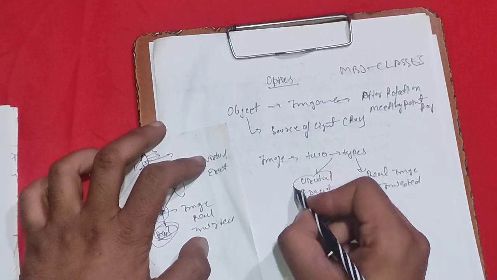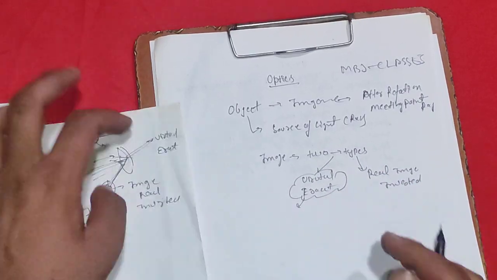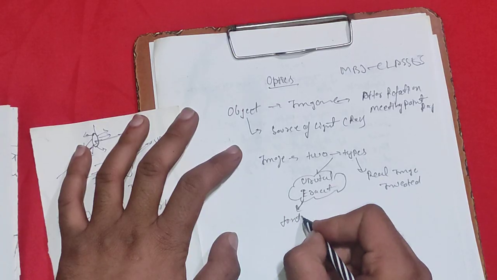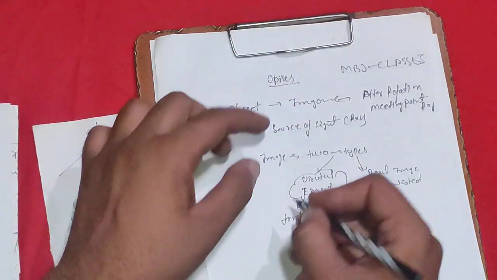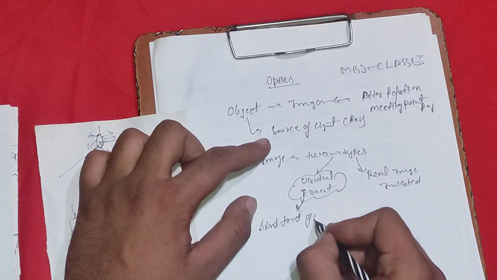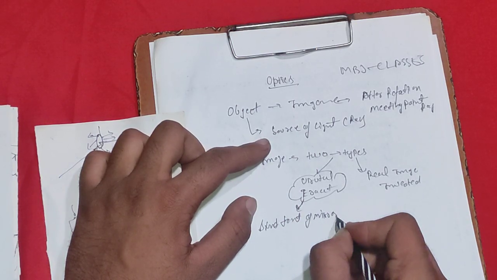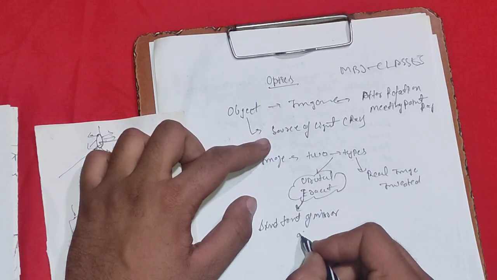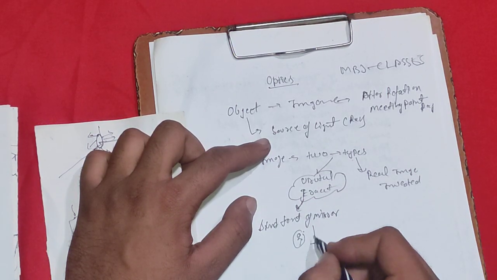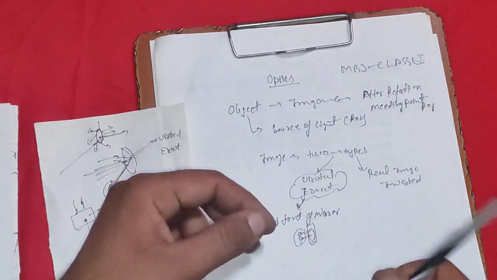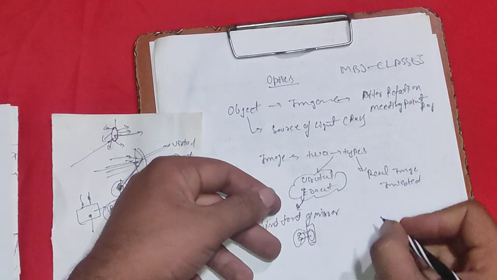A virtual image can be seen, like in front of a mirror. When we stand in front of a mirror, it is the virtual image, like a teddy bear in front of a mirror. They say it is the image of it, like when using a makeup kit, basically using makeup.